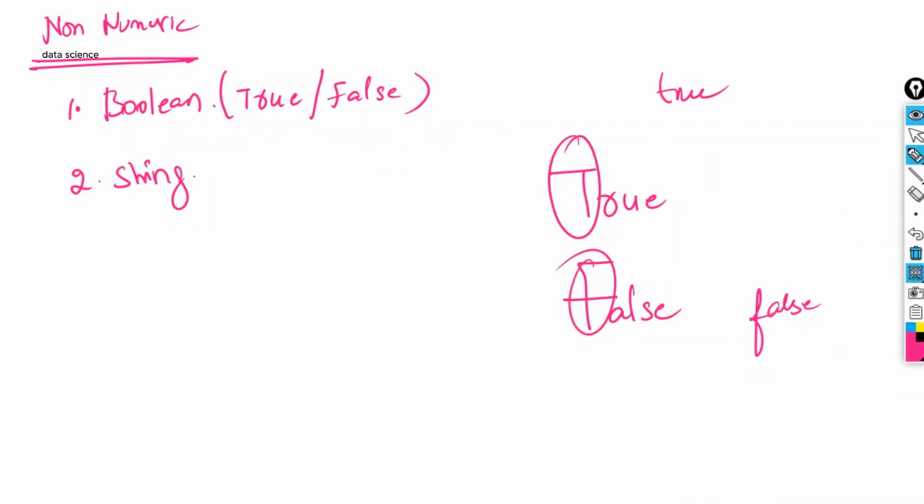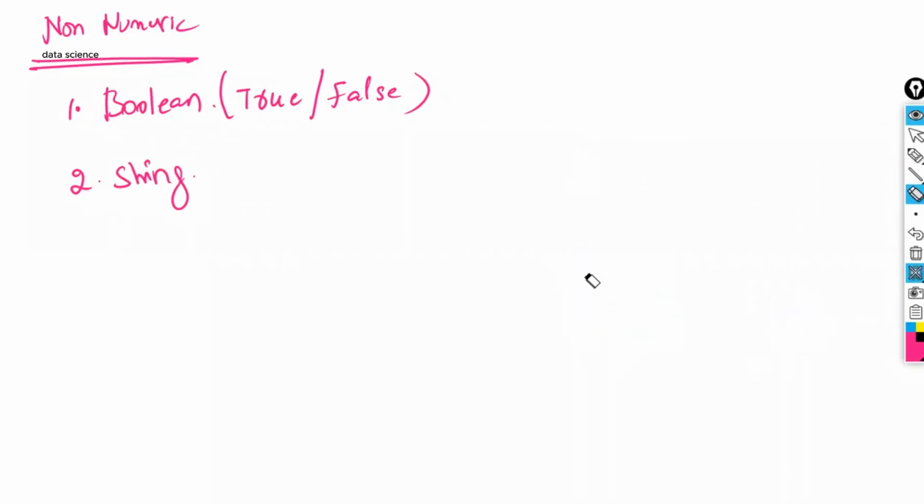Right? Now, only these two come under Boolean. Apart from this, any string, anything comes under strings. Any text data comes under strings. Everything is non-numeric only. Right?